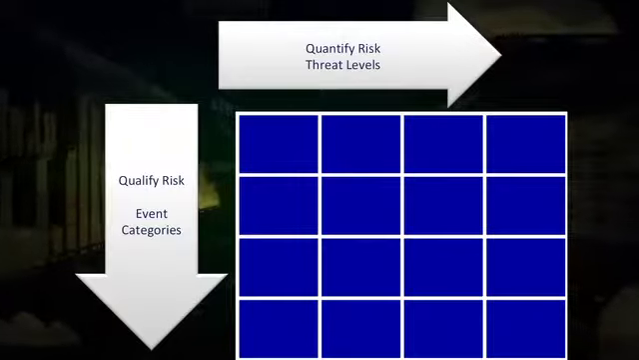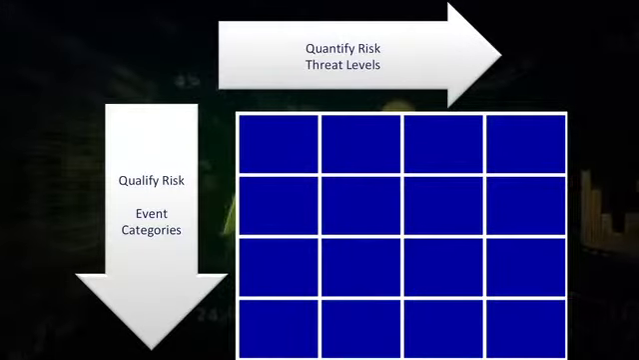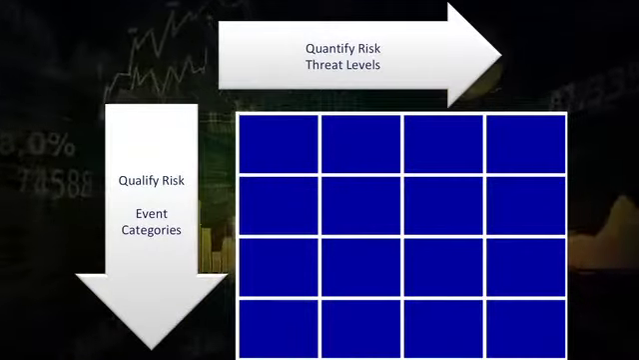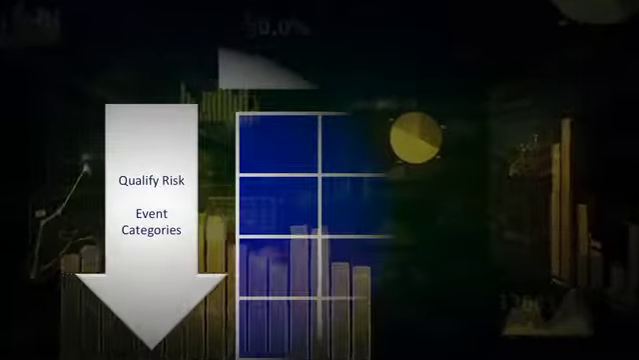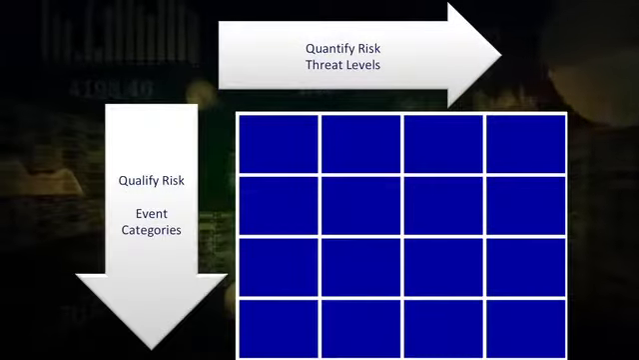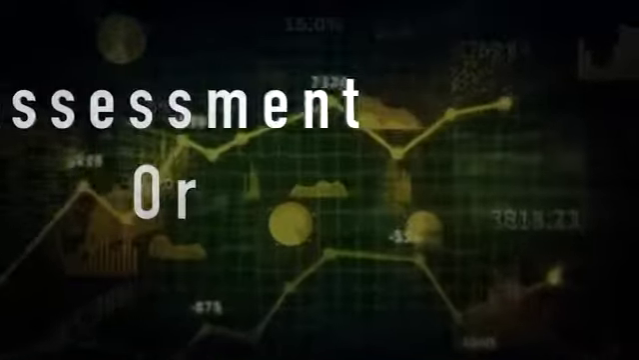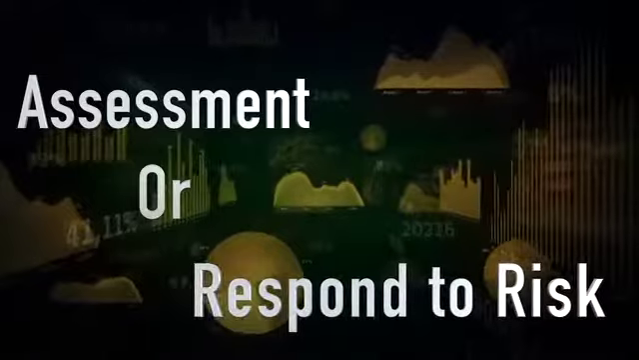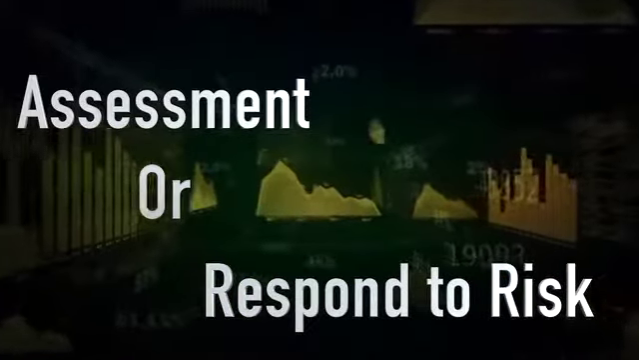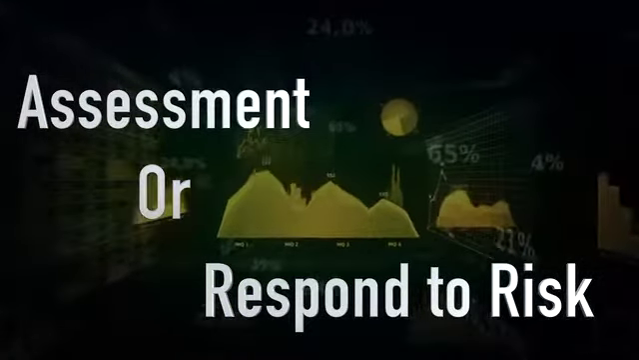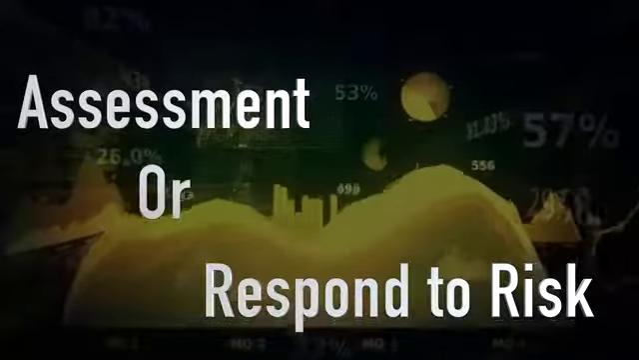Let's talk about matrices. Why would you want to use a grid or a matrix? It's common to use a matrix when you want to understand 2 different variables, when you want to measure 2 things at one time. Many organizations utilize a matrix for assessment and another one for responding to risk. We want to be more efficient than that, so we'll look at how to use a matrix to measure both.